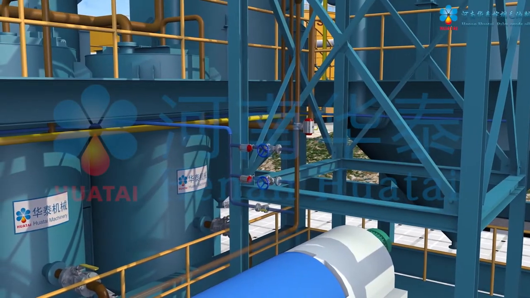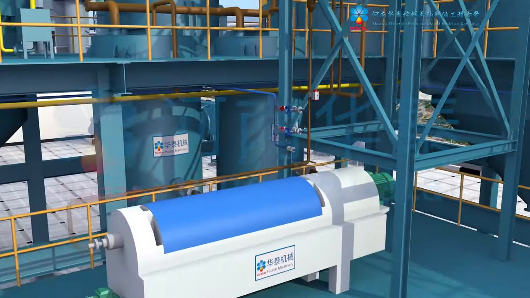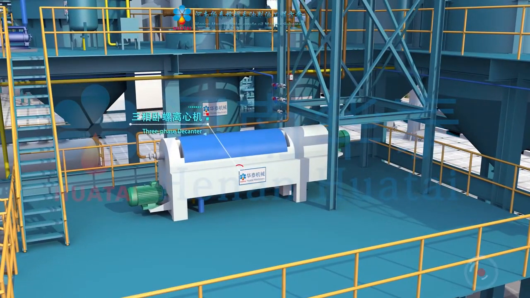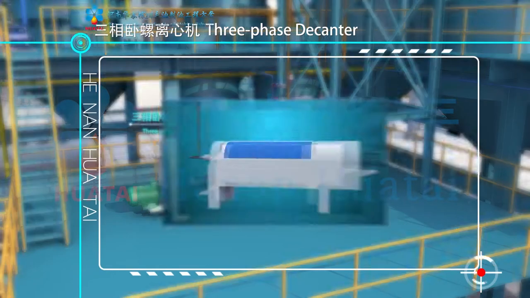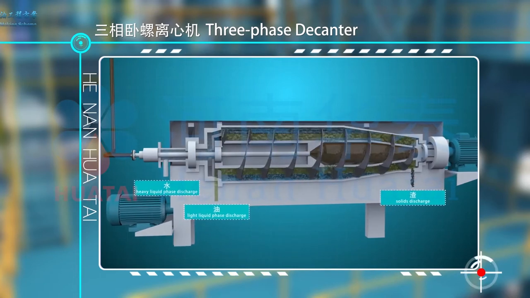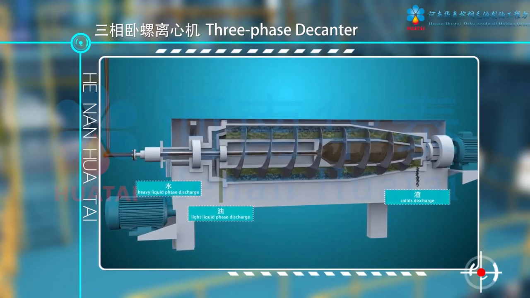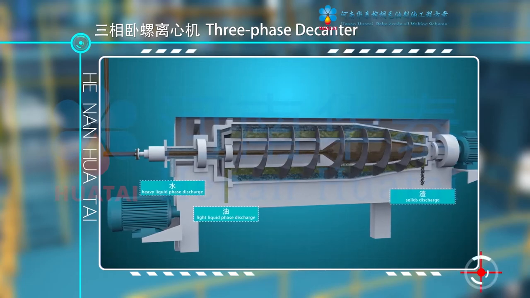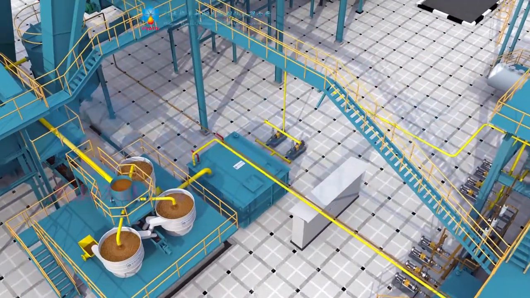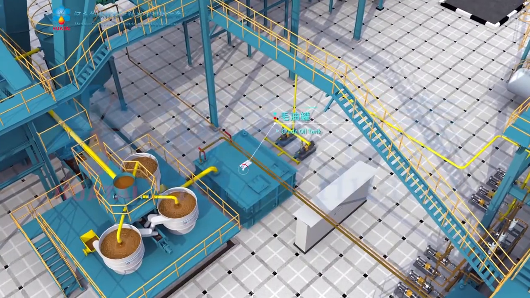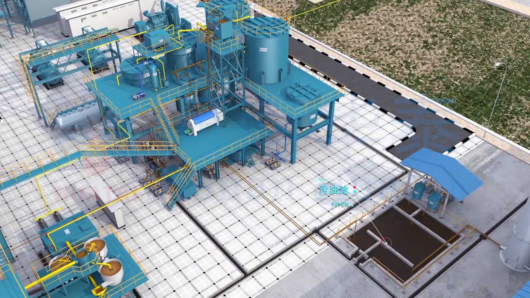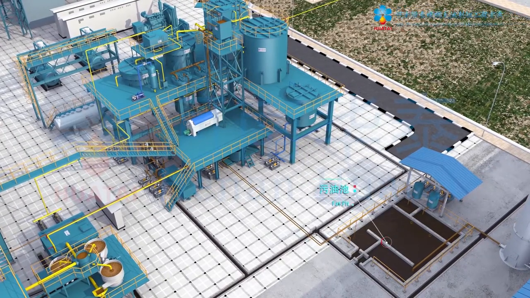After dirty oil and hot water mix, enter the three-phase decanter. Separate dirty oil into oil, water and residue. Oil is recycled and conveyed into the crude oil tank. Oil residue and water are collected into the fat pit for settling separation.